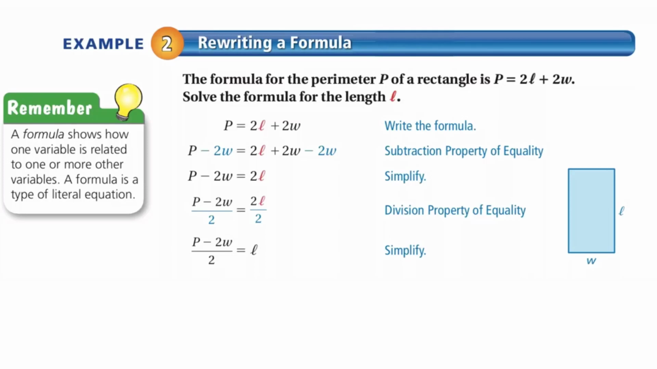This leaves you with P minus 2W equals 2L. Now you divide both sides by 2, and you're left with, and this time they kept the P minus 2W all together, P minus 2W divided by 2 equals the length. So now you plug in what you know is the perimeter, you plug in what you know is the width, and you can solve for the length of the rectangle. Now try these on your own.